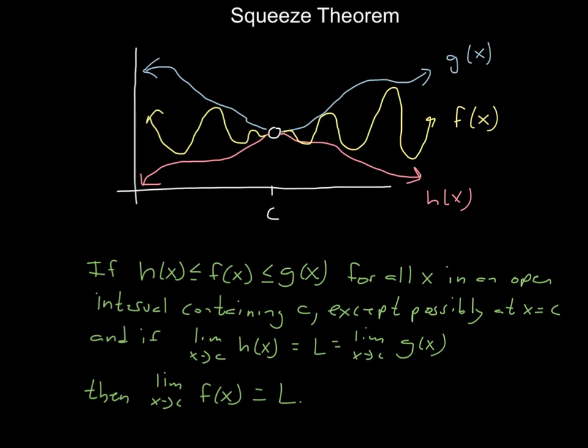If, and it's written in green here, if h of x is less than or equal to f of x less than or equal to g of x for all x in an open interval containing c, except possibly at x equals c, and if the limit as x approaches c of h of x equals L, and that's equal to the limit as x approaches c of g of x, then I would say the limit as x approaches c of f of x is going to equal L.